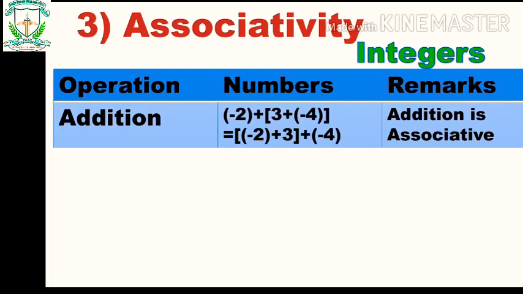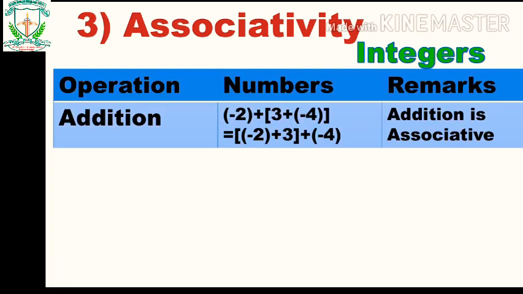3 plus into minus 4, plus into minus is equal to minus. So 3 minus 4 is equal to minus 1. Minus 1 minus 2 is equal to minus 3. This is LHS. The answer for LHS is minus 3.